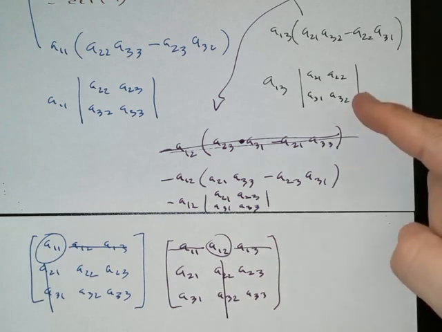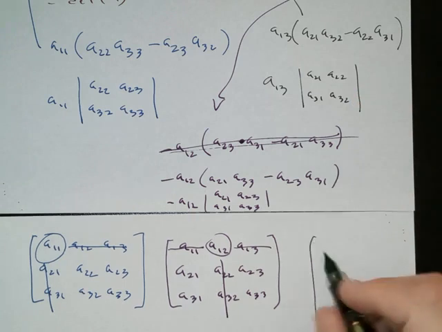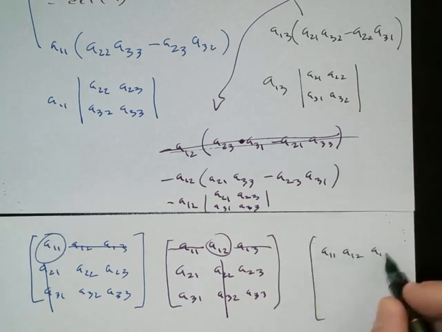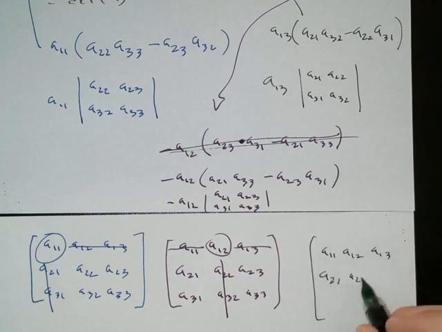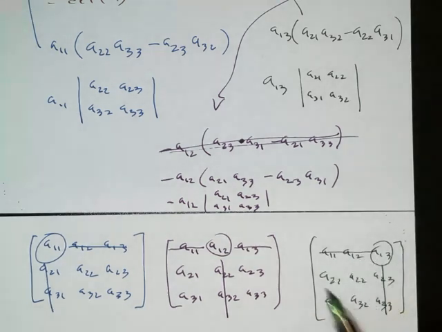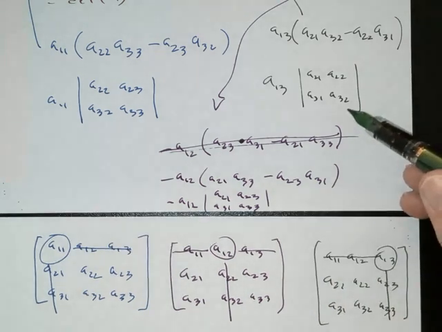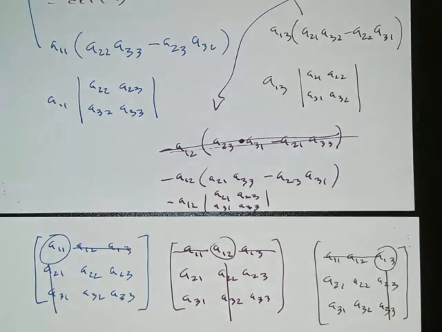How about this one with the A13? Does it work the same way? If I circle A13, cross out the rest of the third column and the rest of the first row, the remaining four numbers are exactly the four numbers I used in this determinant. These submatrices are called minors.